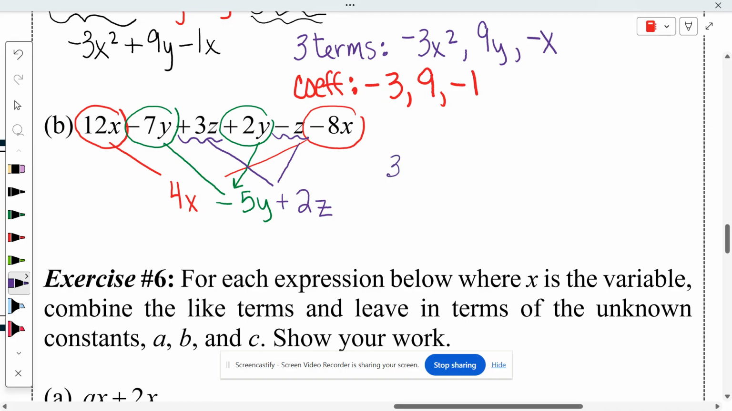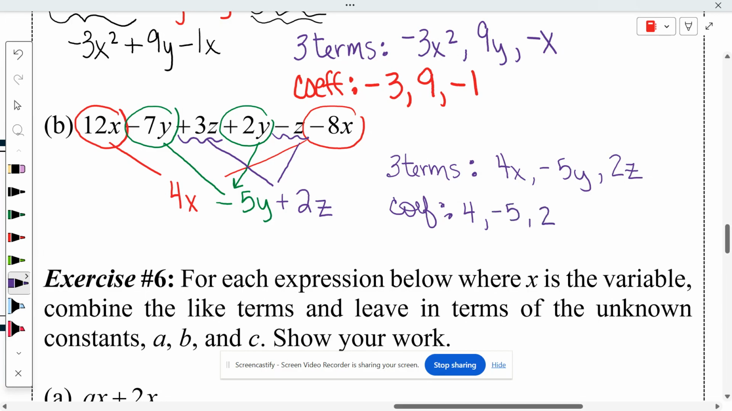So how many terms do I have? Well, this has 3 terms. Again, what are my terms? Well, my first term is 4x. My next term is negative 5y. And my last term is 2z. What are my coefficients? Well, my coefficients are 4, negative 5, and positive 2.